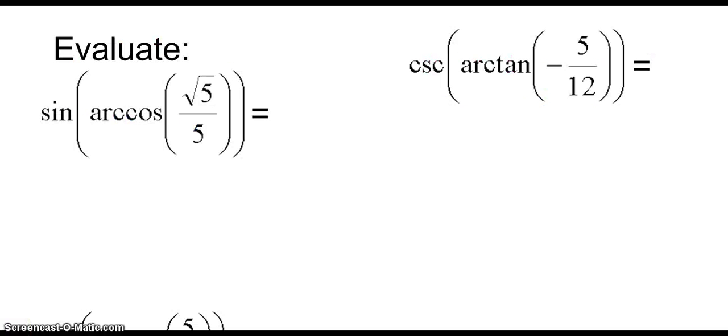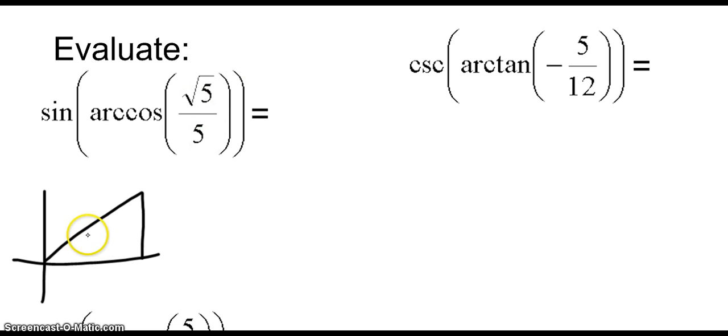Alright, next examples. What if it's not on the unit circle? What was my next strategy? Draw a triangle. So arc cosine of root 5 over 5 tells me how to draw the triangle. Arc cosine is in the first and second quadrant. If it's positive, it's in the first quadrant. So I draw a triangle in the first quadrant, and I label the sides based on the arc cosine.